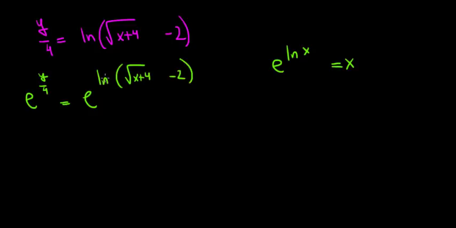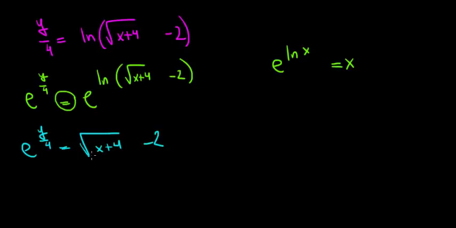Now one remark: whenever you apply a property like this to an equation, remember to do it on both sides. You cannot just take e to this power to cancel out. You have to do it on both sides because you are obliged by this equality sign. What happens on the left must happen on the right. So e to the power y over 4 equals only the thing inside the logarithm, so that's square root of x plus 4, minus 2.